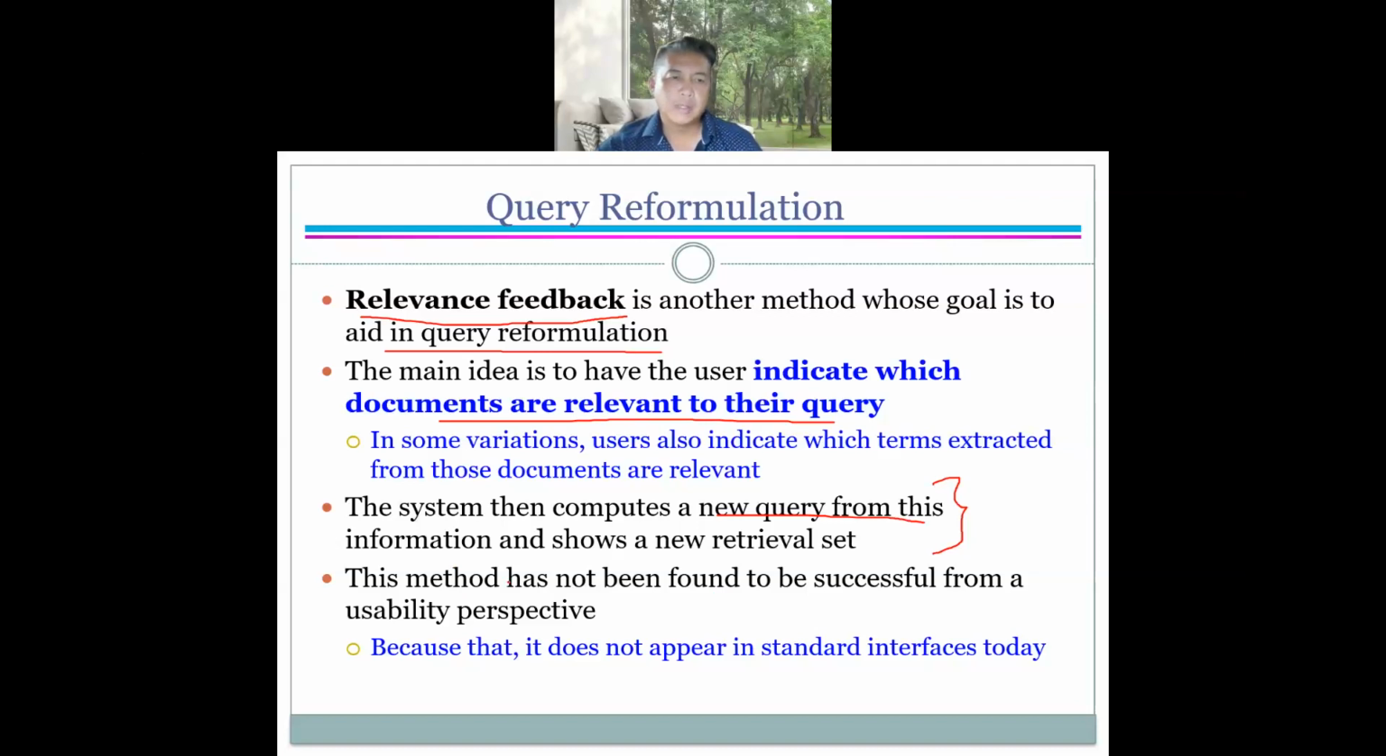So this method has not been found to be successful from a usability perspective because it does not appear in a standard interface today. This one needs an active process or live prediction. So more study needs to be explored. Okay, so we will look into this one based on the number of clicks or based on direct user surveys. Okay, so we will look into it, I believe, in chapter 5 or 6.